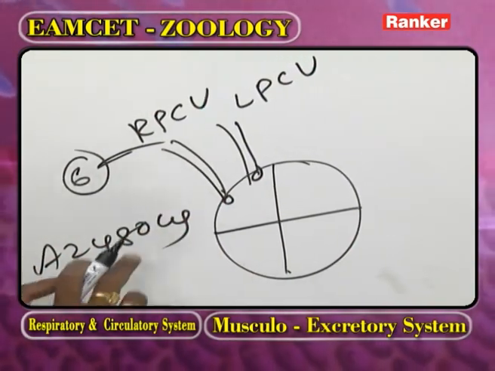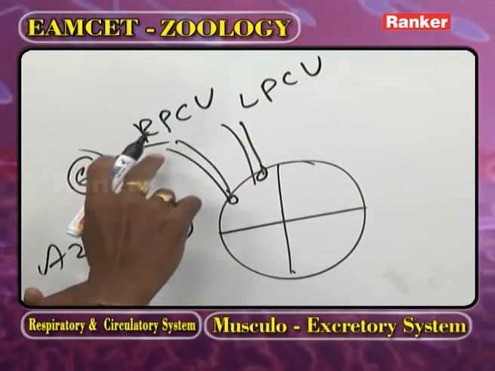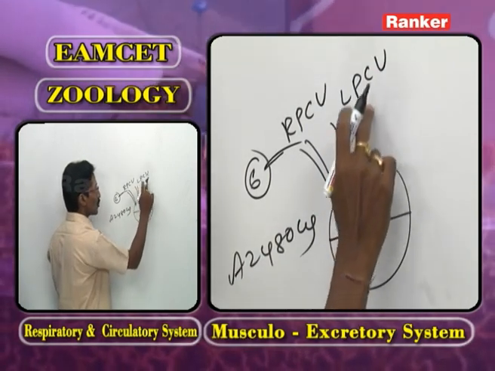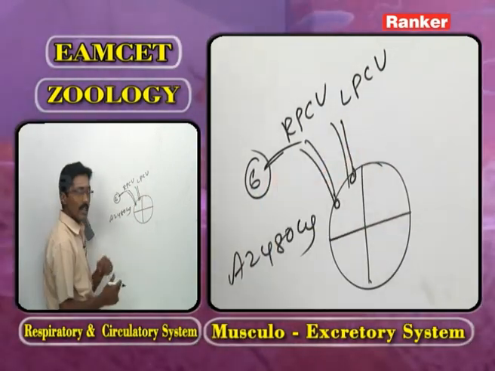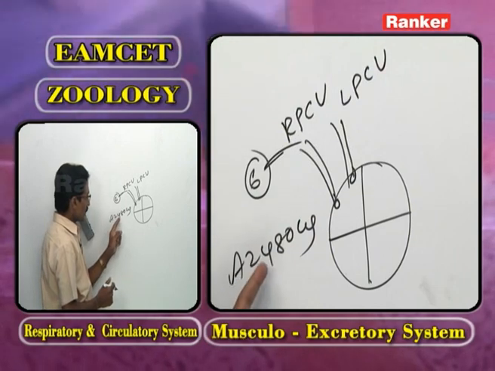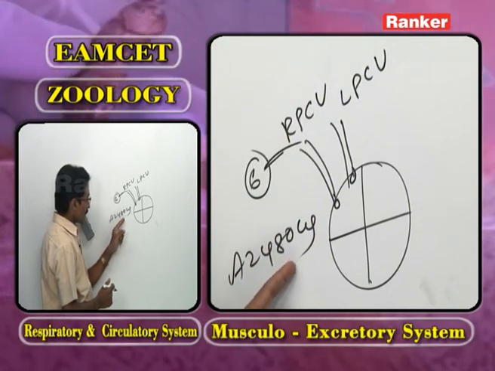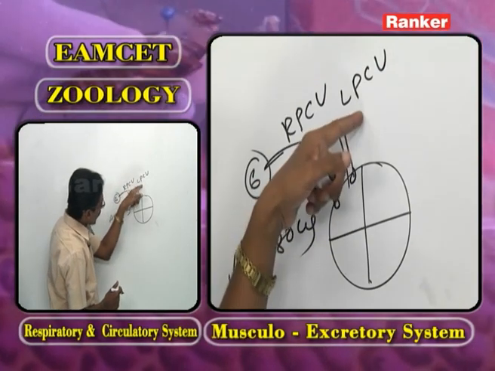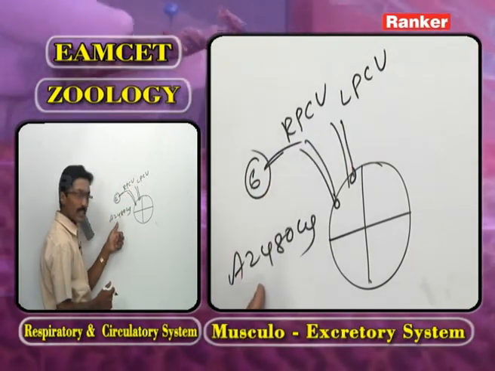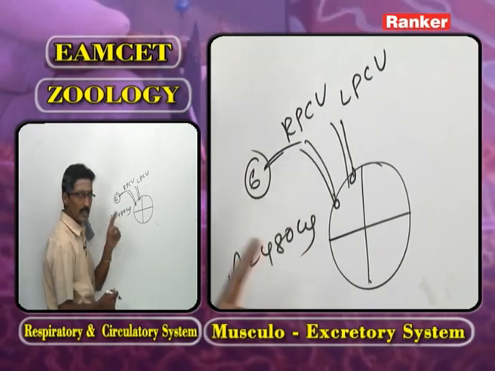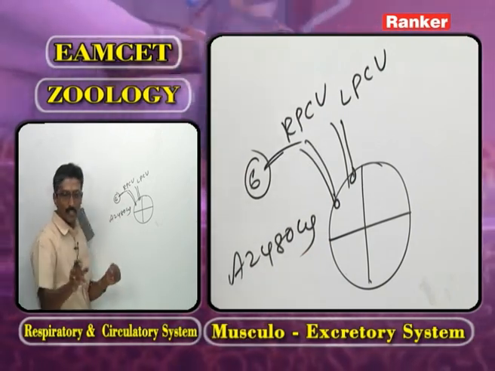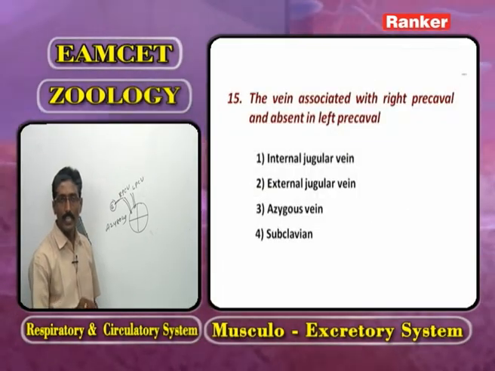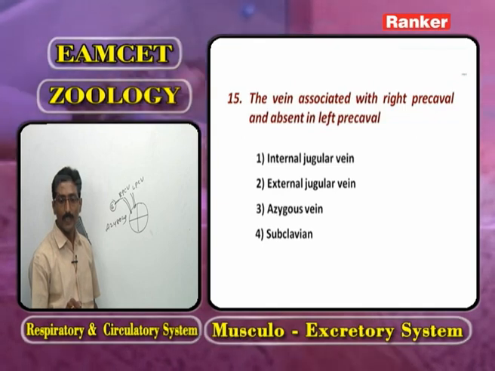azygos. The azygos opens into the right precaval vein. Here towards the left side, azygos is absent. So name the vein that opens into the right precaval vein but not into the left precaval vein: azygos. Azygos is unpaired, only one. Now here, the vein associated with the right precaval and absent in the left precaval.